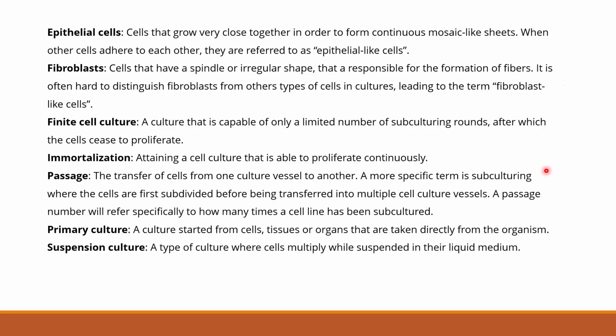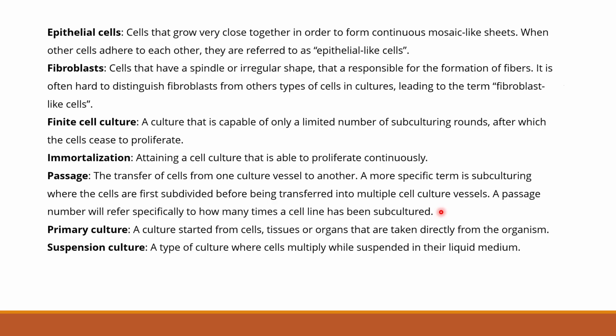Then passage, like I said, after every subculture, it is called a passage. It is the transfer of cells from one culture vessel to another. A more specific term is subculturing, where the cells are first subdivided before being transferred into multiple culture vessels. A passage number refers specifically to how many times a cell line has been subcultured. The more technical term is subculturing. Passage is how we term it in the lab, so that you know how many times it has been passaged from how many different culture vessels.